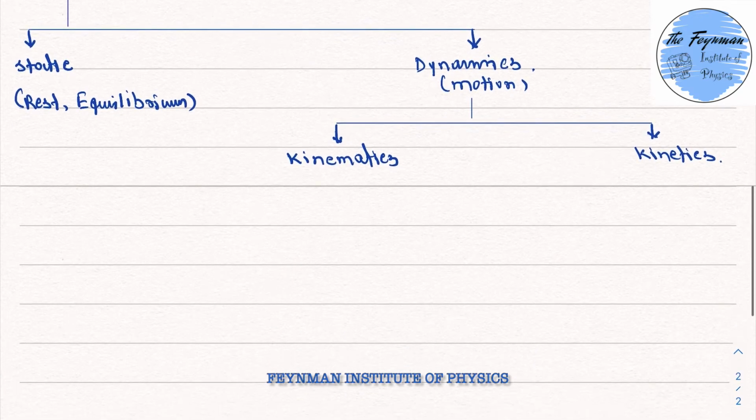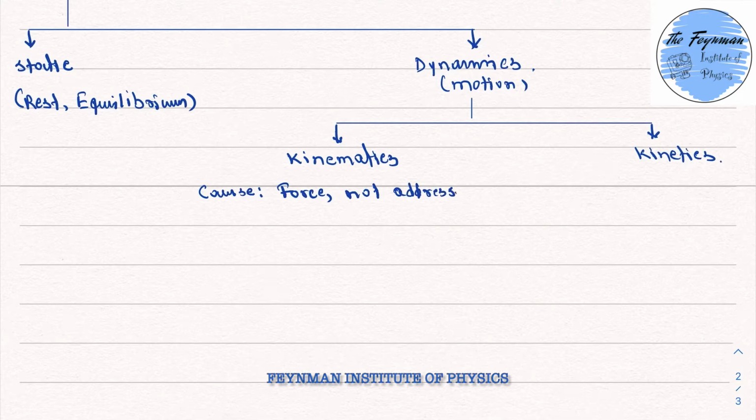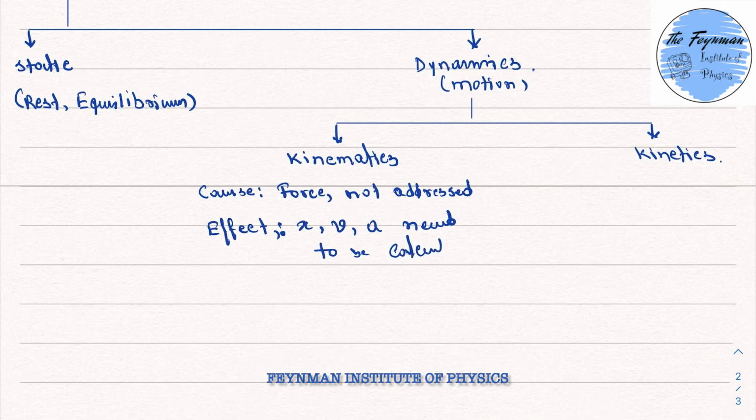Now the difference between kinematics and kinetics is this. In kinematics, we will not address the cause. We know that for every kind of movement, there is a force responsible. So we will not address the force here. But the effect of this force, that means displacement, velocity, acceleration, we need to calculate. And in kinetics, we need to address both cause, that means force, and its effect. We need to determine the force along with the effect like displacement, velocity, acceleration, etc.